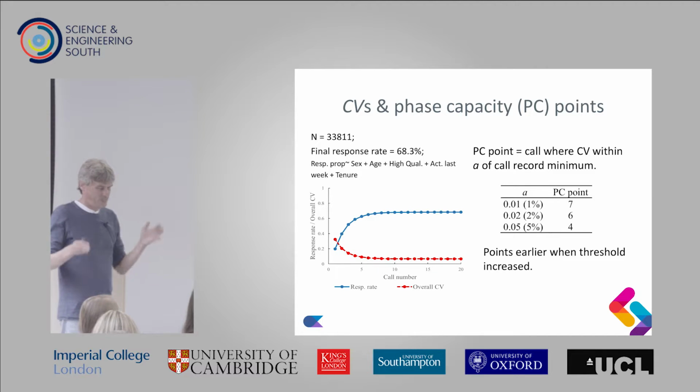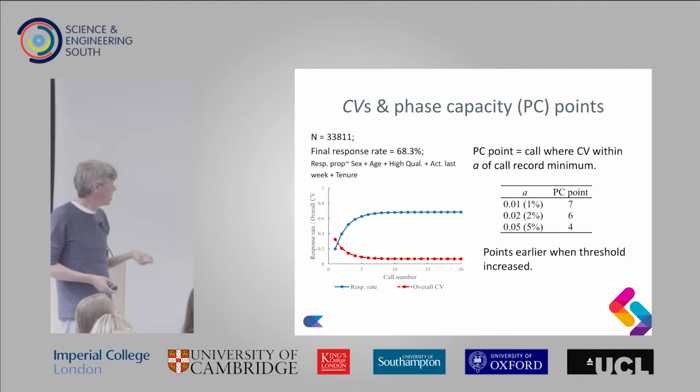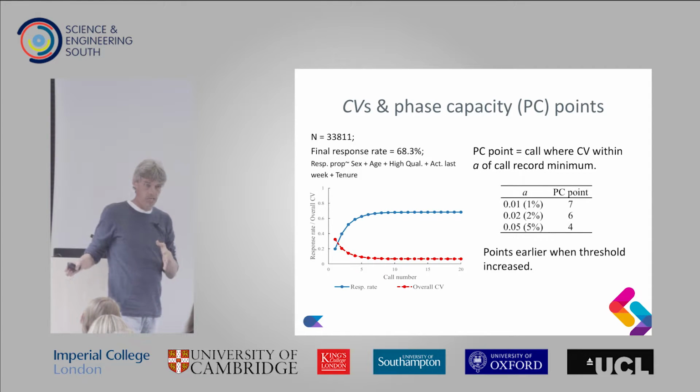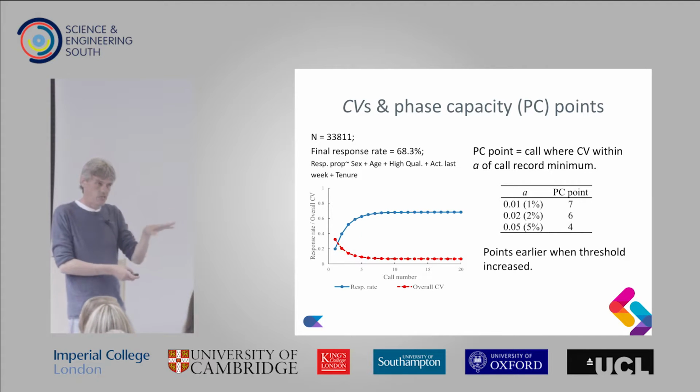Now, we talk in survey methodology about design phase capacity points. Basically, a design phase is a particular method of data collection. So at this point, turning up at someone's house, knocking on the door and hoping they're going to answer and do the interview, that would be considered the design phase. A phase capacity point is the point within that design phase where data set quality is not going to get any better. You've reached phase capacity.